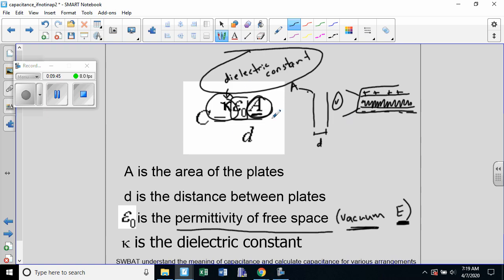That is, rearranging this equation or graphing this equation so that kappa would be the slope. So you could imagine graphing, for example, capacitance on the y and epsilon naught A over D on the x-axis. So that kappa would be your slope.